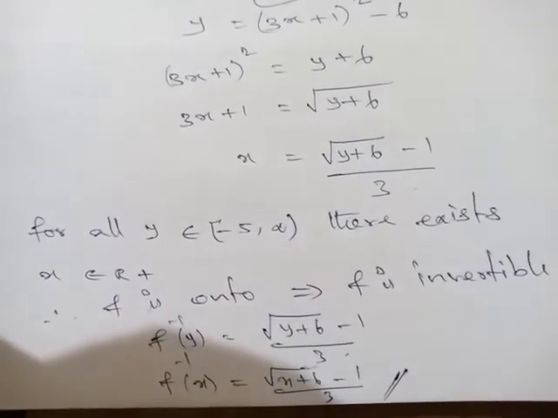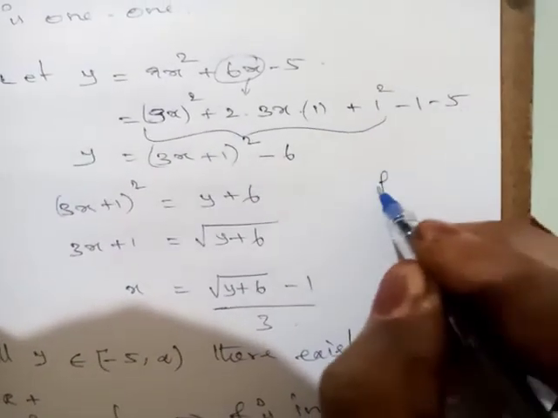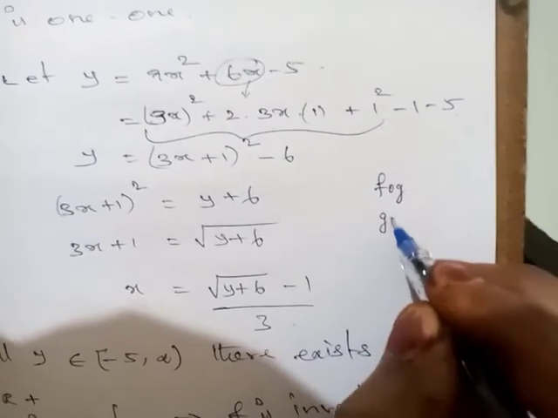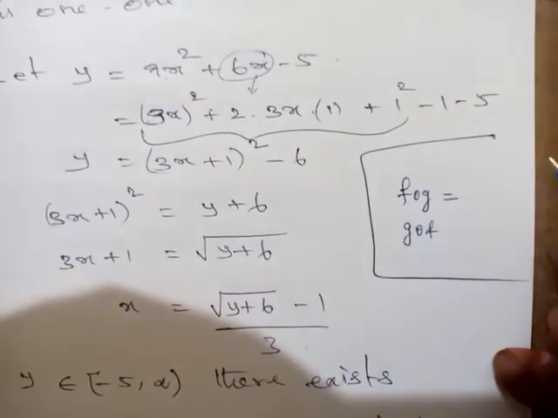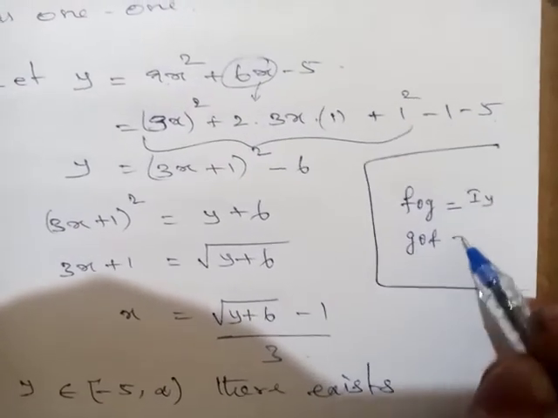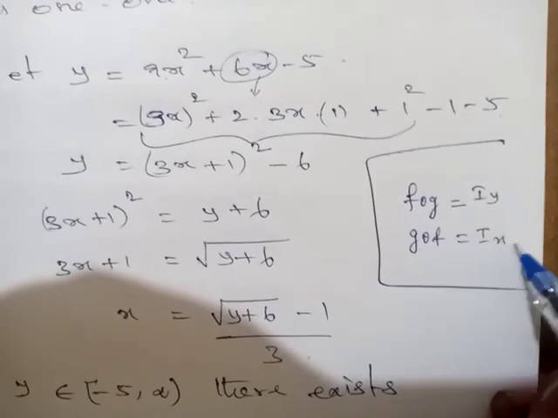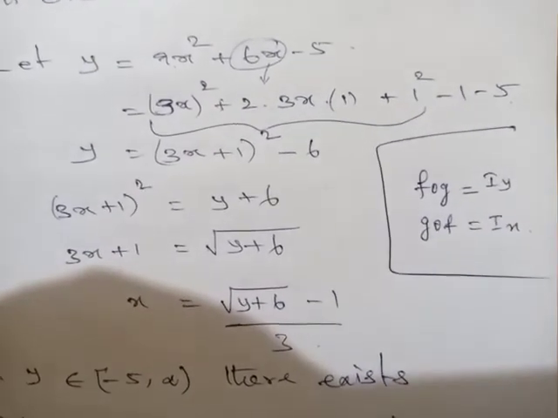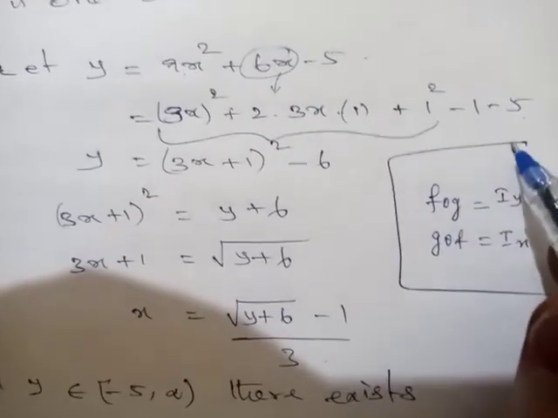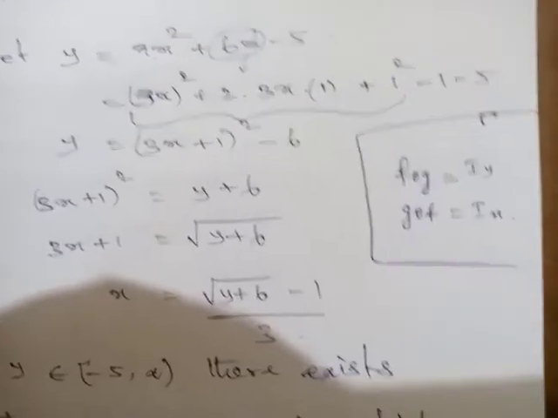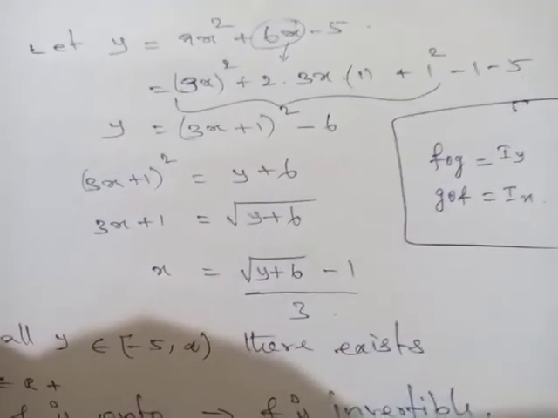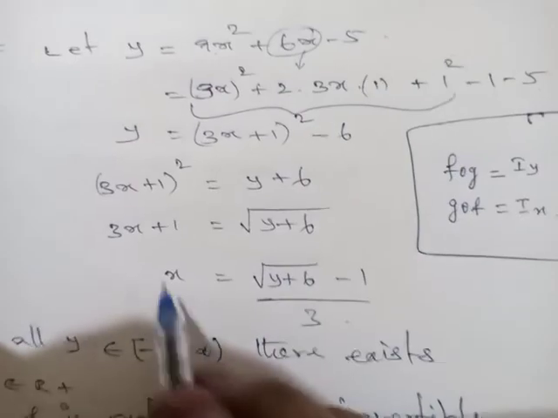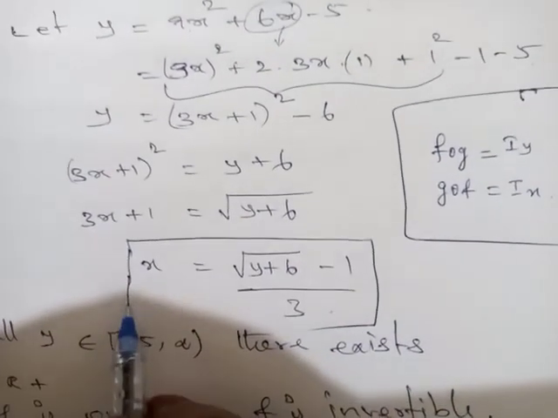One more method also you can use to prove f is invertible. What is that method? That method also I will explain. F o g and g o f, both you find. F o g is equal to I y and g o f is equal to I x, then we can say that f is invertible. Like that also we can find. So that is one method, this is another method. Okay, so which one is easy for you? You just try this. So both ways we can say it is invertible, and then we have to prove that this is the inverse of the function. That's all.